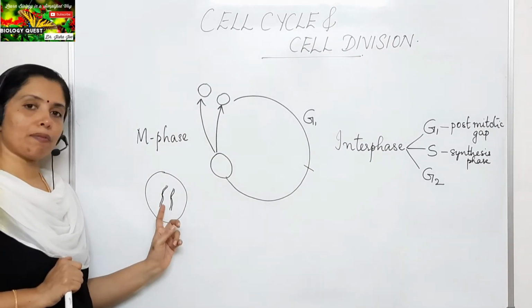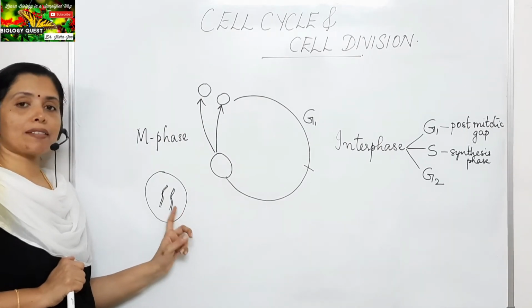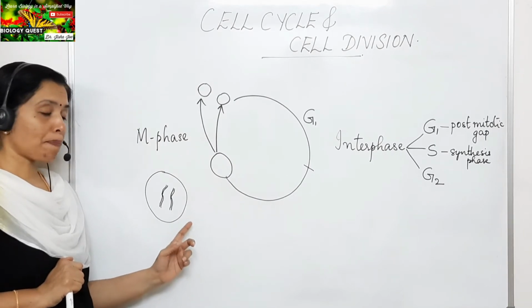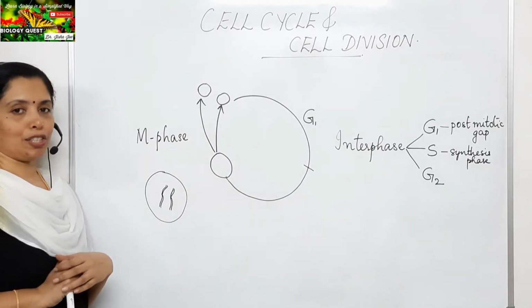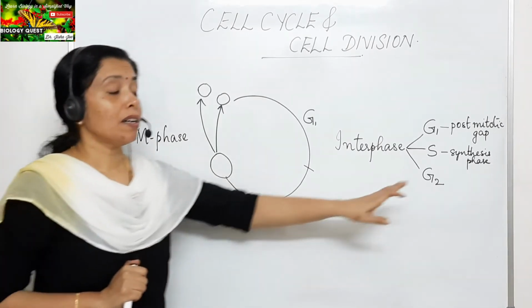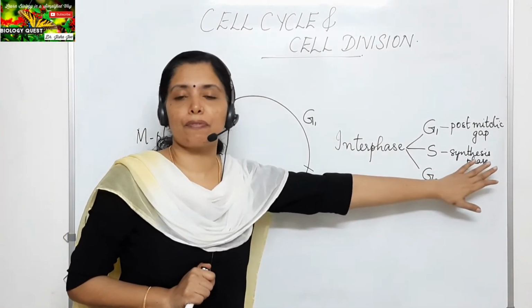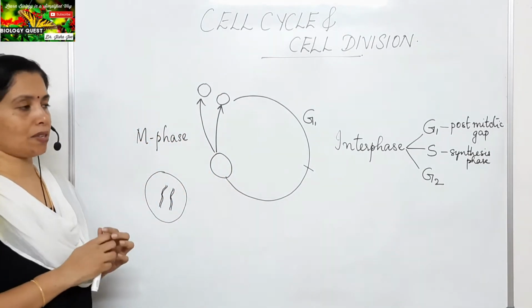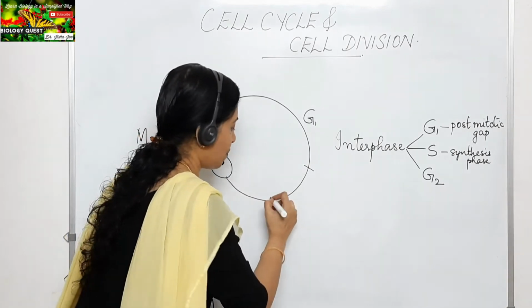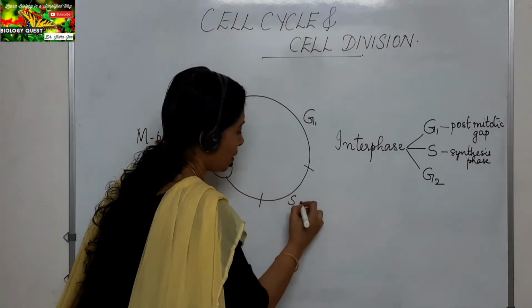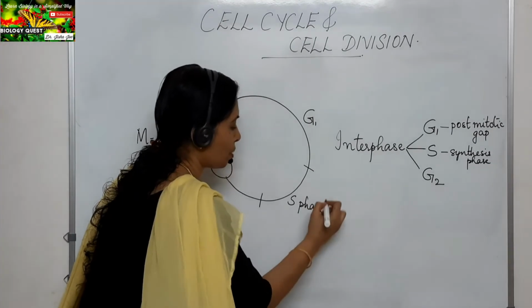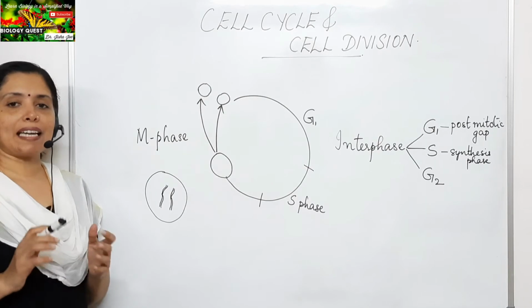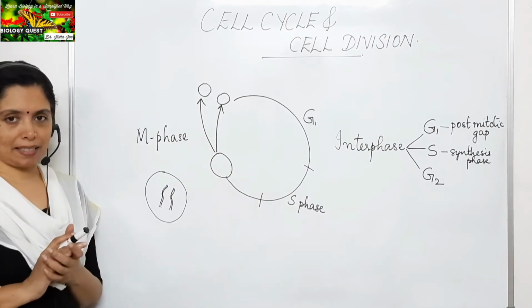In the beginning there were only 2 chromosomes. After the S phase also you can see only 2 chromosomes here. But what has happened? The DNA content has duplicated. So remember, it is during the synthesis phase of interphase that DNA duplication takes place. Okay, so that is the S phase. S phase refers to the synthesis phase. What is being synthesized during the S phase? The DNA content gets duplicated.